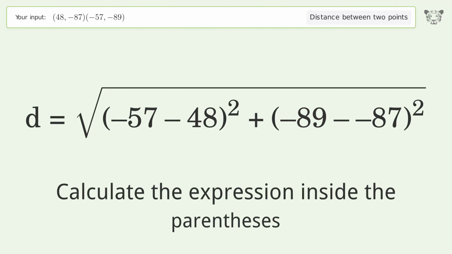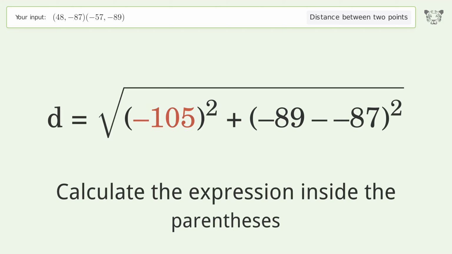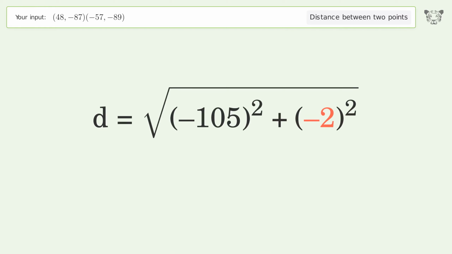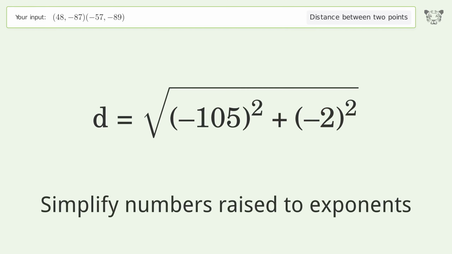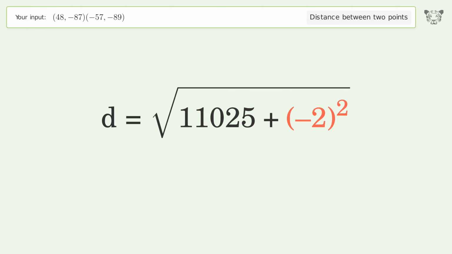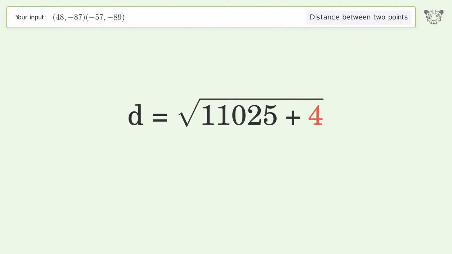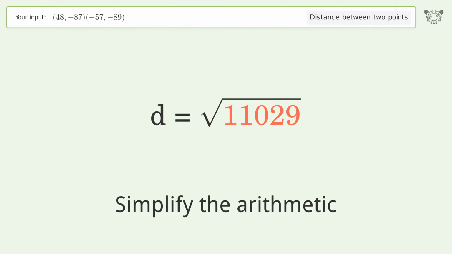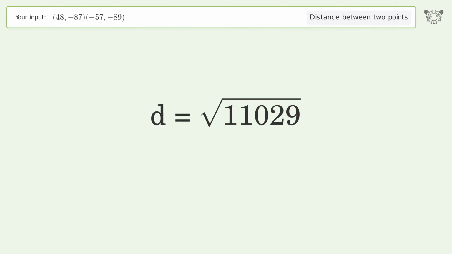Calculate the expression inside the parentheses. Simplify numbers raised to exponents. Simplify the arithmetic. And so the distance between the 2 points is the square root of 11,029 or 105.019.